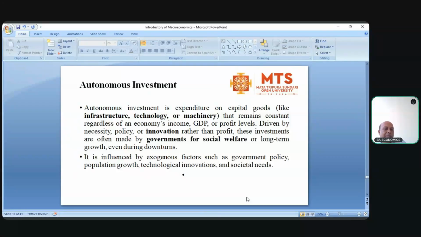So many times the government invests money for infrastructure development, for technological development, for purchasing machines, for research and development, for running various social welfare programs, for providing various public goods to people, and the government also provides basic amenities to people. In this case, the government does not look at earning profit. It has no profit motive. The government only looks at the social welfare motive. So this is what autonomous investment means. Autonomous investment is also influenced by many factors, like government policy, population growth, technological change and social needs. These are the various factors which directly affect autonomous investment.